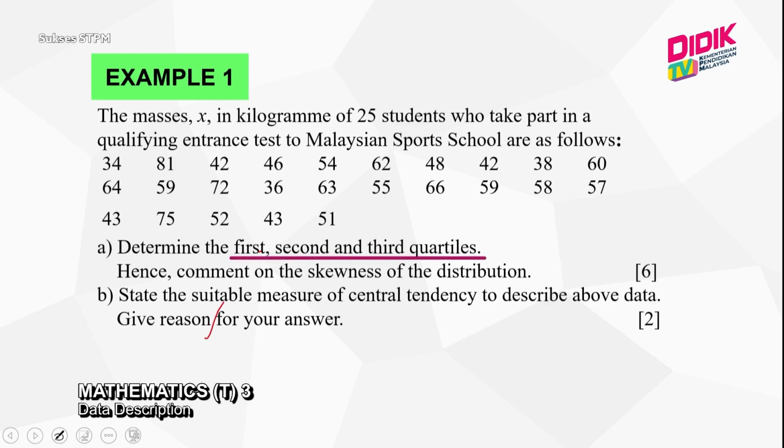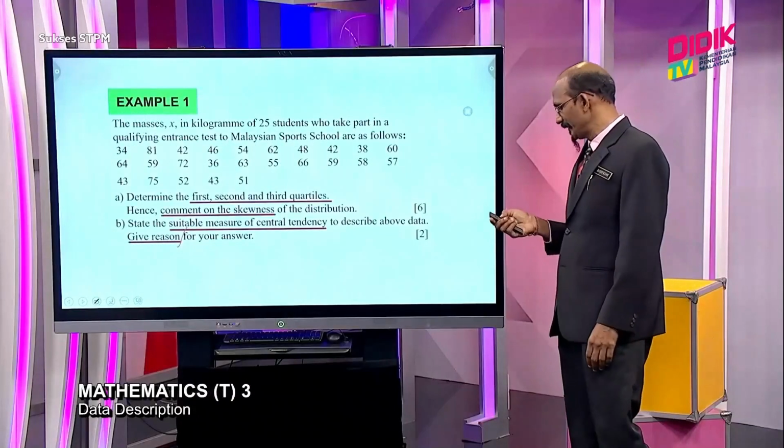If you notice, first we have to find the three quartiles. Then we have to comment. Then we have to determine the suitable measure of central tendency, and then we have to give reason. Let us check the working.